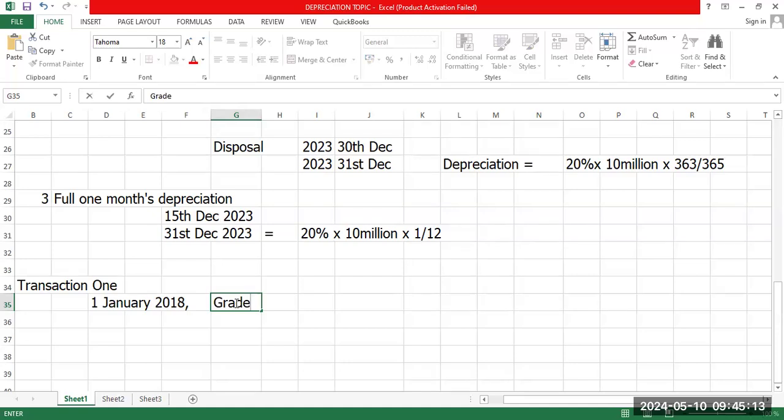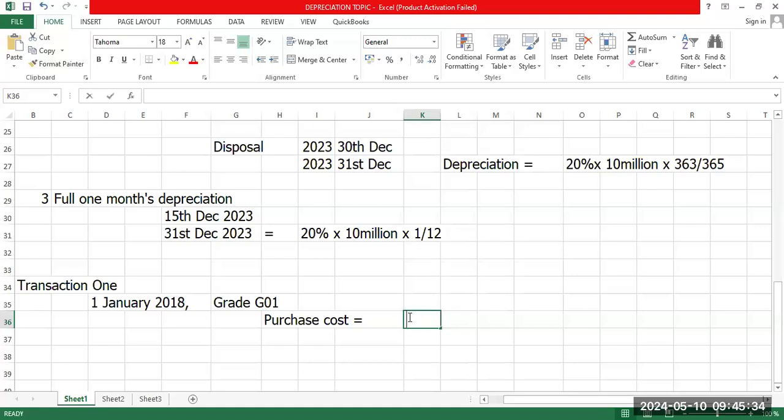Which type? Because sometimes it is also good to know the type. It is G01. And the purchase cost? The purchase cost is shillings 200. This is the purchase cost.